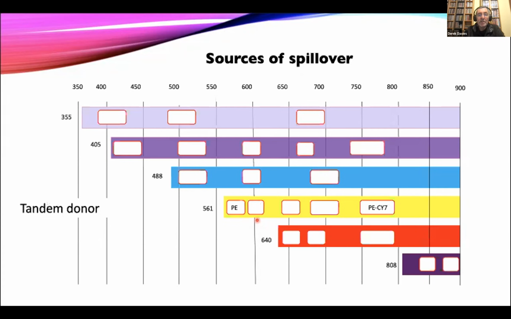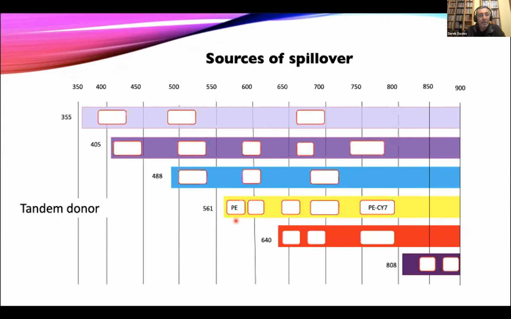Tandem dyes, PE Cy7. With the tandem dye, remember, we're using the yellow laser in this case to excite PE, which transfers its energy to Cy7. And Cy7 emits at about 780 nanometers. But that transfer of energy is never 100% perfect. So we always see some residual fluorescence of the donor in the tandem dye in its channel. So we would see some fluorescence in the PE channel.